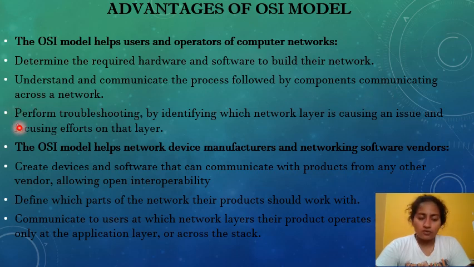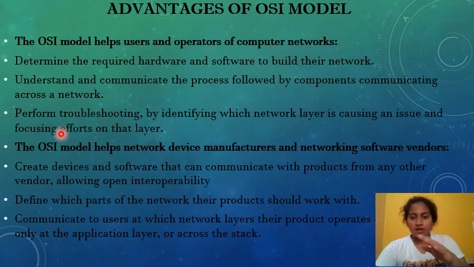Fourth one is to perform troubleshooting by identifying which network layer is causing an issue and focusing efforts on that layer. Troubleshooting means that when there are 7 layers, any one of the layers may cause some issues or have an error. So it will identify that and fix it, and the transmission needs to proceed perfectly as well as smoothly.